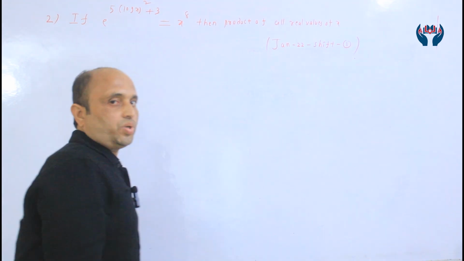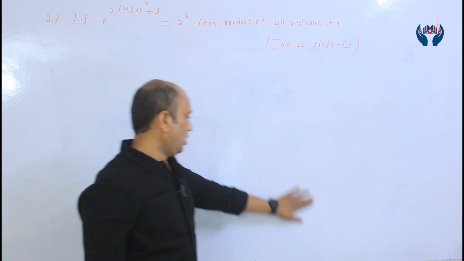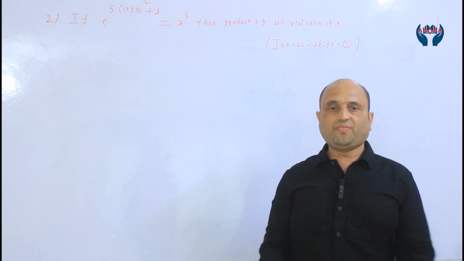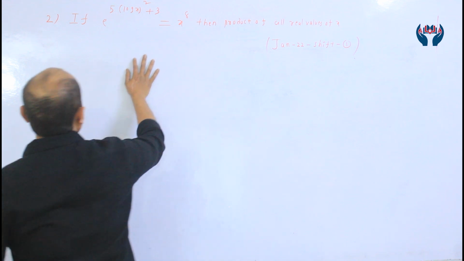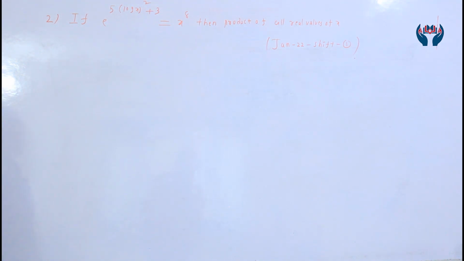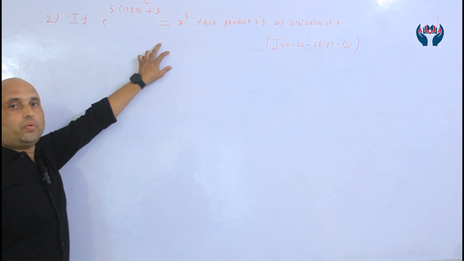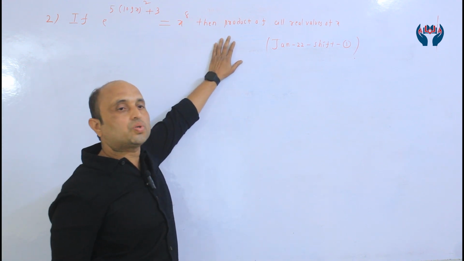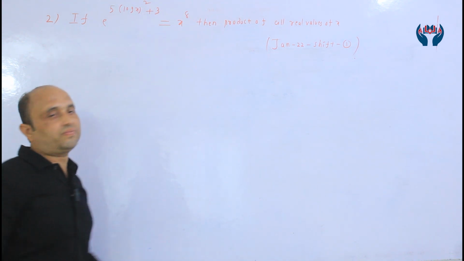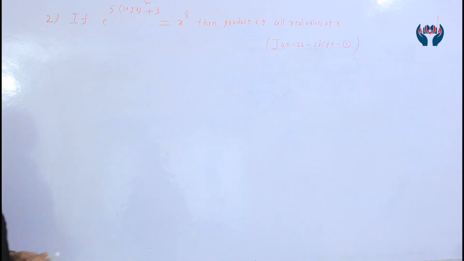So now, second question from logarithms, properties of logarithms. Suppose what is given is e to the power of (5 log x)² + 3 is equal to x to the power of a. Then the product of all real values of x, okay, this is a numerical type question.